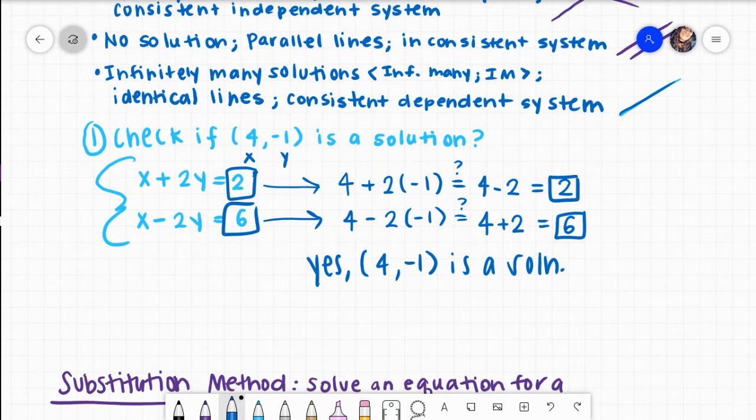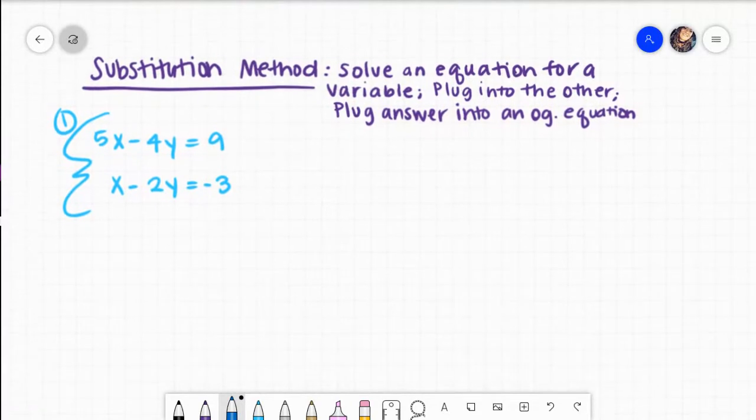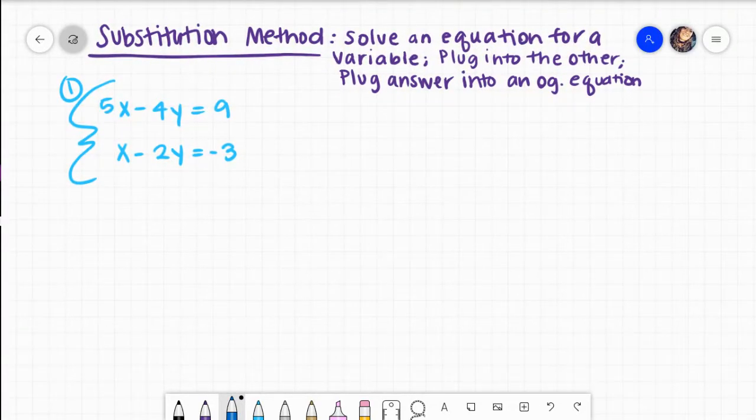Okay, so now let's look at the substitution method. For the substitution method, we solve an equation for a variable, and then plug into the other. Whenever we solve for y or solve for x, we plug in for y or x. There's really no way to say you always solve for x or you always solve for y. You look at your equations and see which one's the easiest to solve for. Then whatever variable you solved for, you plug in for that variable into the other equation.